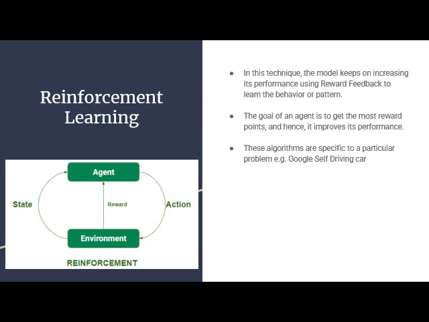The third one is the reinforcement learning. In this technique, the model keeps on increasing its performance using the reward and feedback to learn the behavior of the pattern. As you can see in the diagram, there is one agent, environment, and state and action. So the goal of an agent is to get the most reward points, and hence it improves its performance. These algorithms are specific to a problem. Example, the Google self-driving car.